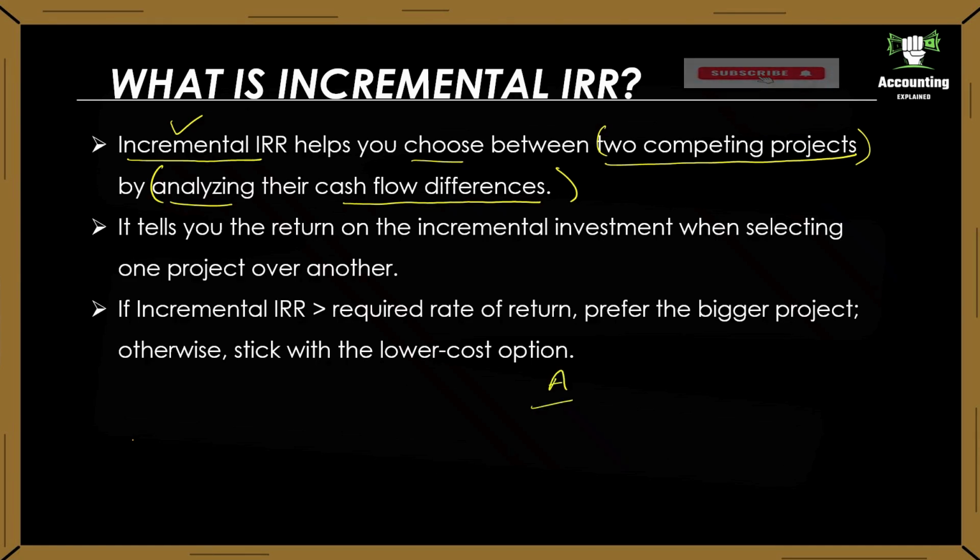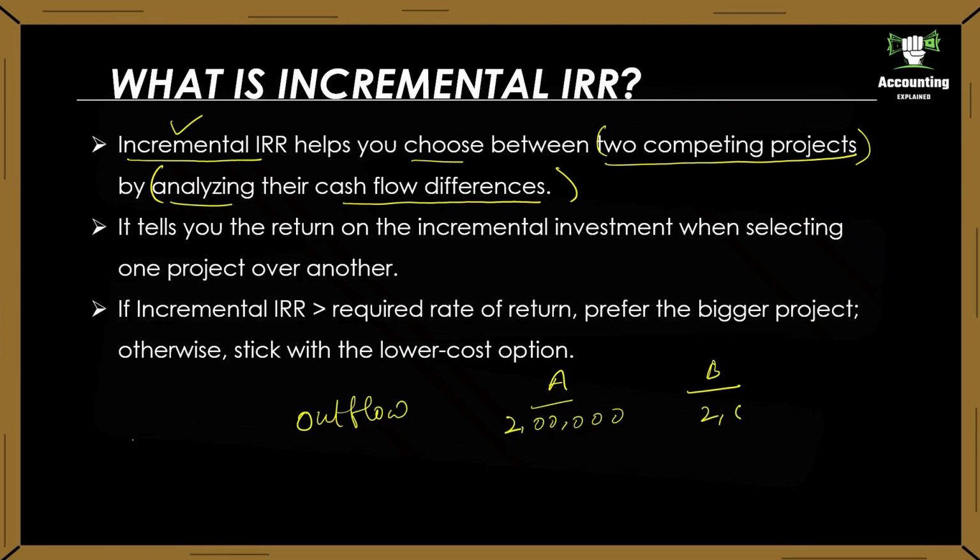Suppose there are two projects, project A and project B. Project A and B require an initial investment or outflow of 2 lakhs and 2,50,000. So obviously, project B requires 50,000 more. So that can be written as incremental outflow 50,000. Outflow will always be negative.